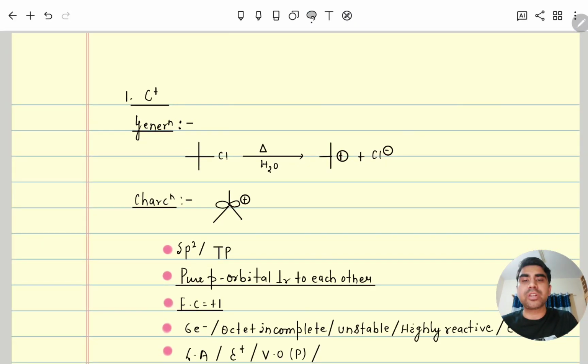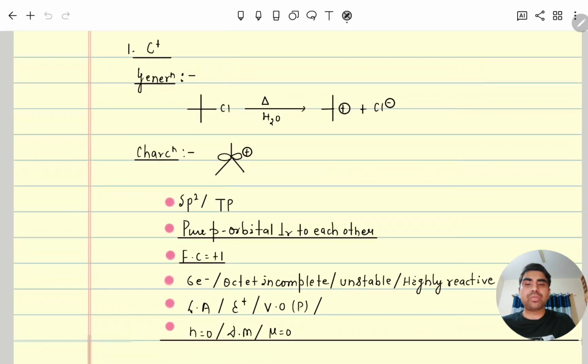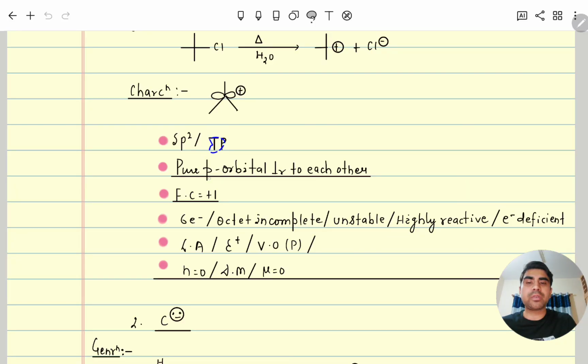For carbocation generation, let's suppose RX is there. In the presence of a polar solvent it will break down by heterolytic bond cleavage. So this is the generation of carbocation, or C plus and X minus, Cl minus. In the carbocation, you can see the p orbital is perpendicular to the plane, and this is a vacant orbital. Carbon has a +1 formal charge, because carbon has 3 electrons only, but its valence electron count is 4. So here it is sp2, trigonal planar. The pure p orbital is perpendicular to the plane.